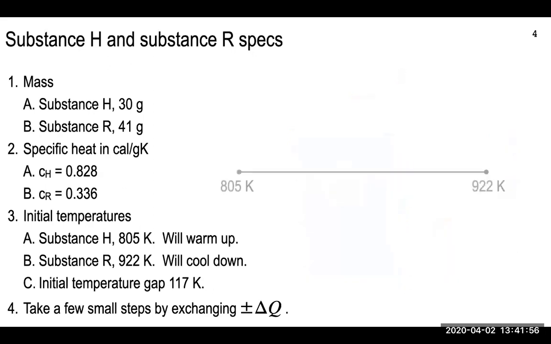is let's go and look at here's the temperature gap. We're going to use a horizontal line to represent that. And over here, can you see my cursor going? Yeah. Okay. Good. So you know, substance H starts over here, but it's going to move to the right into a higher temperature. Substance R starts at 922, but it's going to dip to the left a little bit as it cools down.